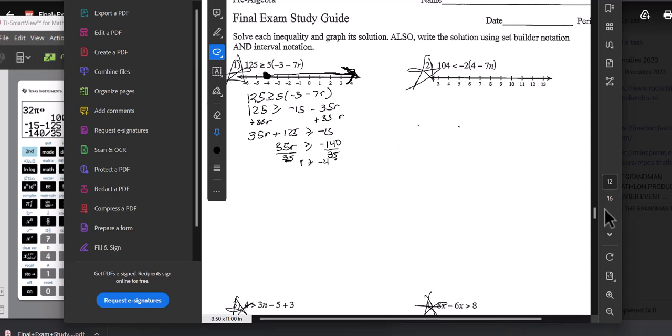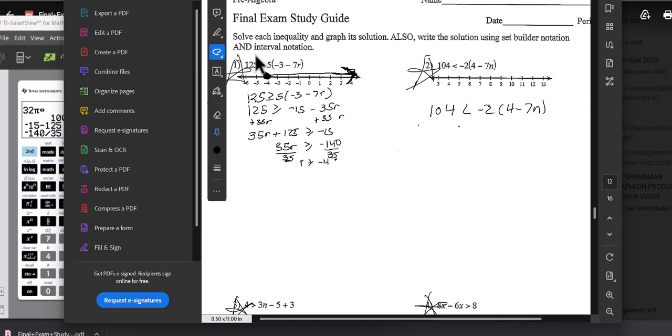Okay, so 104 is less than negative 2 times 4 minus negative 7n. Okay, so 104 is less than negative 8 plus 14n. Now, there are times, I'm going to go ahead and do this, just to show you. Make your numbers as small as possible, because then you just have smaller numbers to work with.